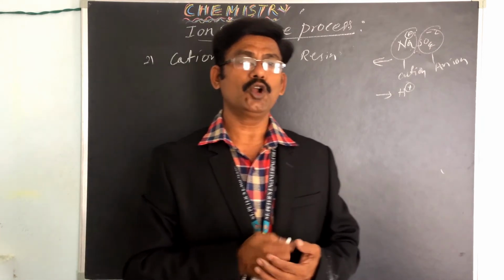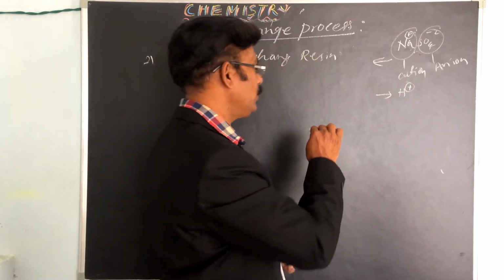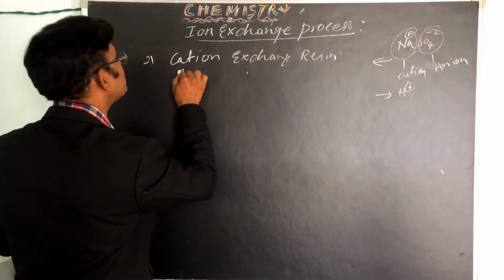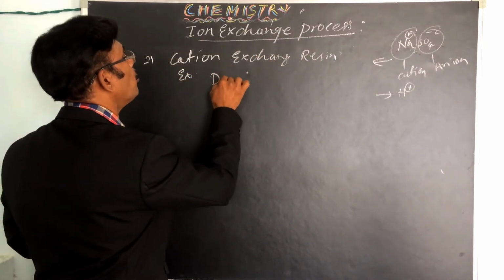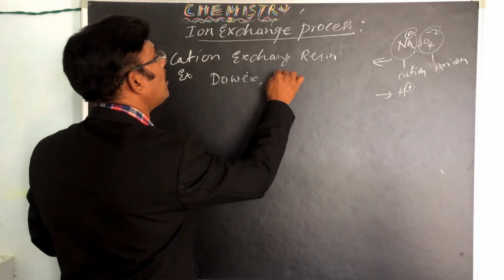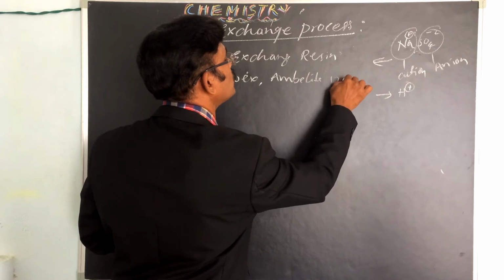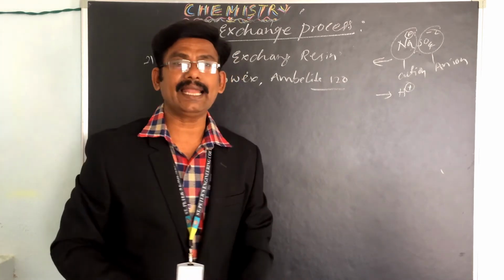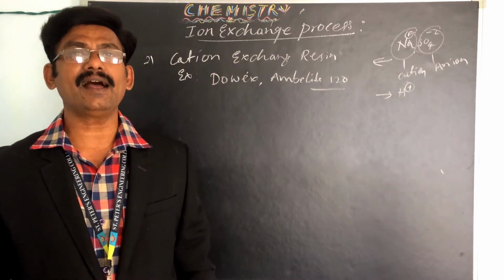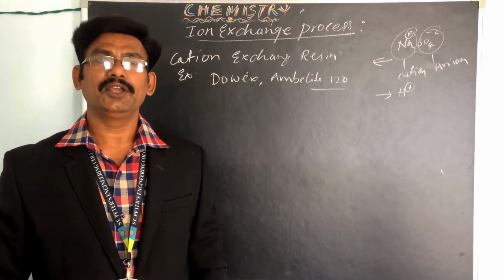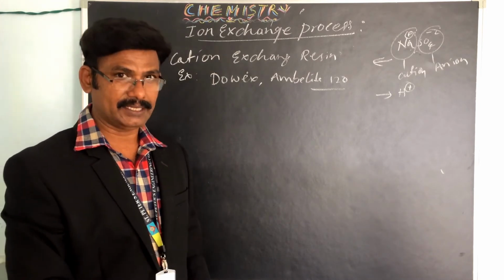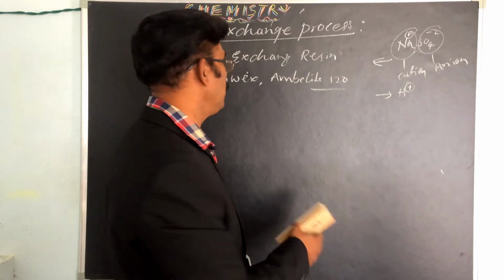Examples are Dowex and Amberlite IR120. These are the cation exchange resins. If you want the structure, I will draw it. You also note that one.